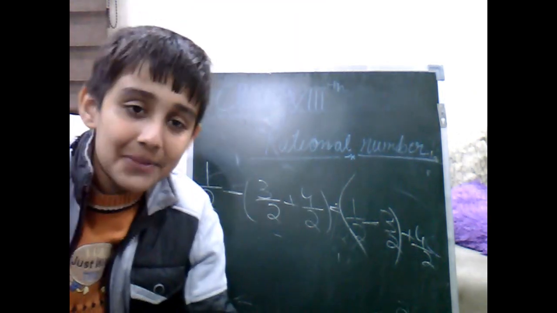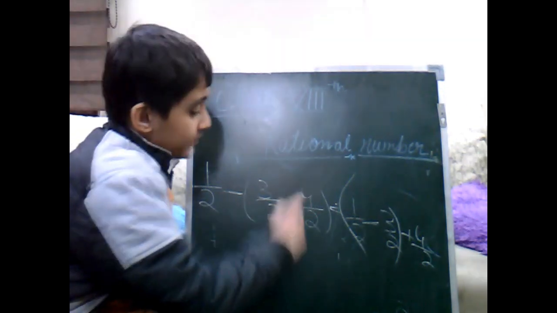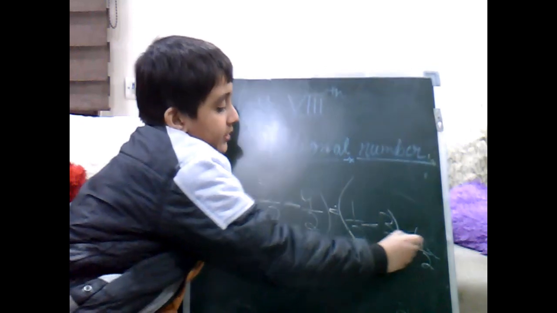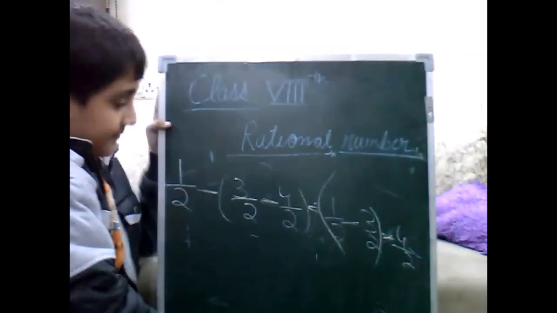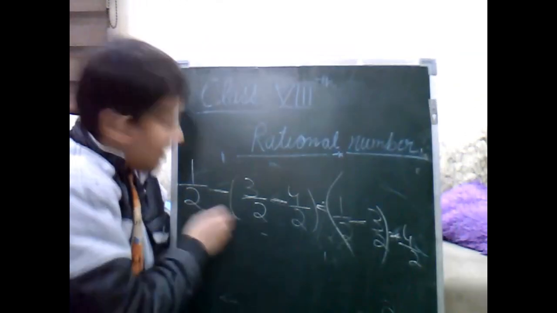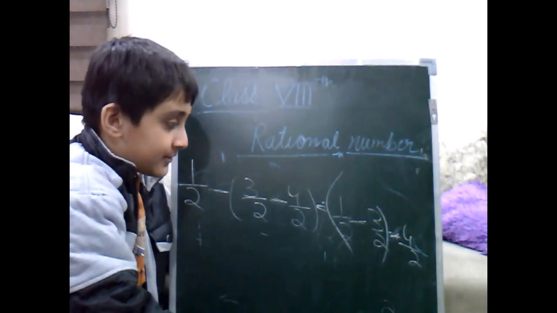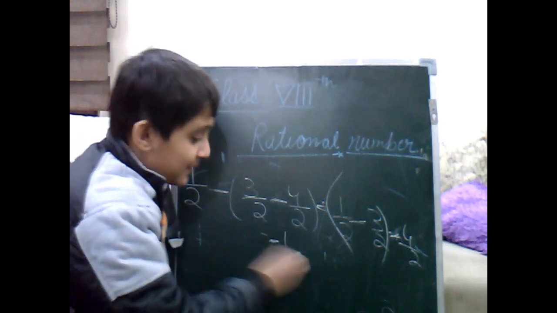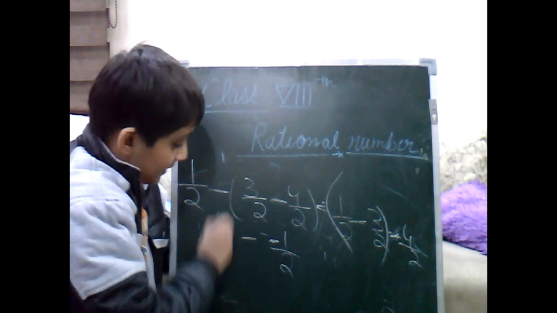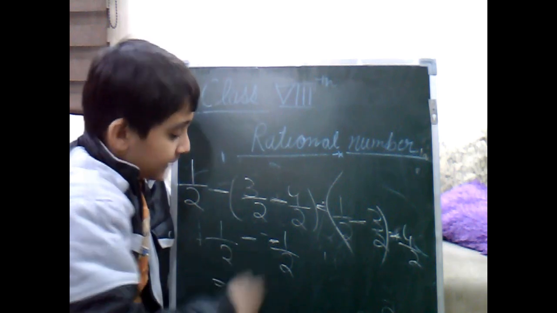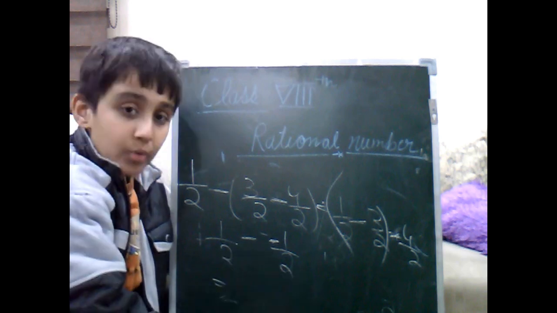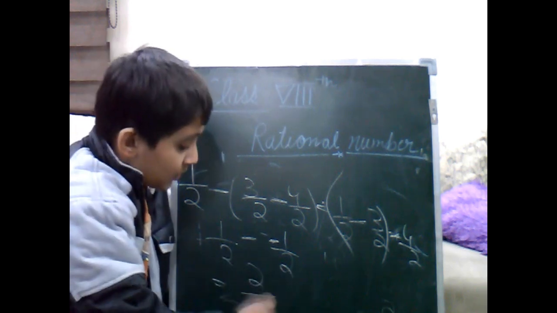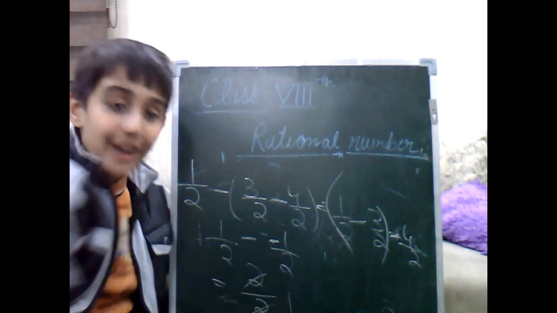So let's continue. Yes, so 1 upon 2 minus 3 upon 2 minus 4 upon 2, and this also will be converted into minus, right? Can you see that? Yes. So what is 3 minus 4? It will be minus 1 upon 2. Minus 1 upon 2, minus would be plus. So 1 upon 2 plus 1 upon 2 is what? 2 upon 2, which is equal to 1 only.